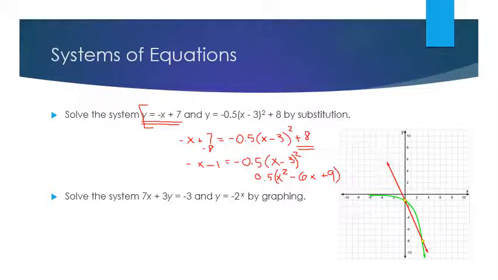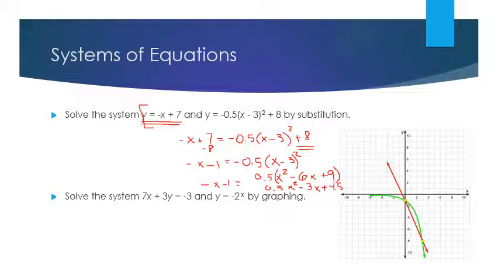Now, if I want to multiply across, I'll just use the distributive property. I get 0.5 times x squared, 0.5 times negative 6x is negative 3x, and 0.5 times 9 is 4.5. Now right now I'm working with some decimals, and if that looks messy to you, remember that you can always multiply the whole thing by 10 to get rid of those decimals. But right now I just want to simplify, so minus x minus 1.